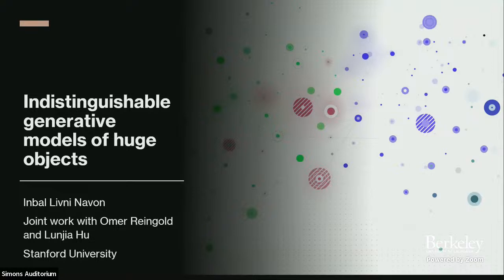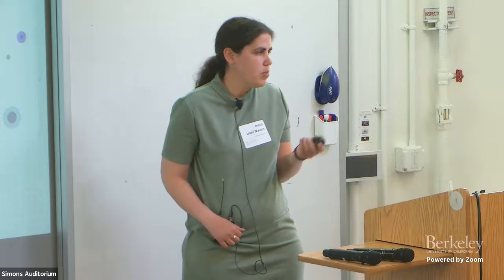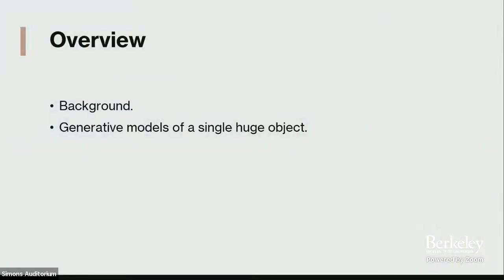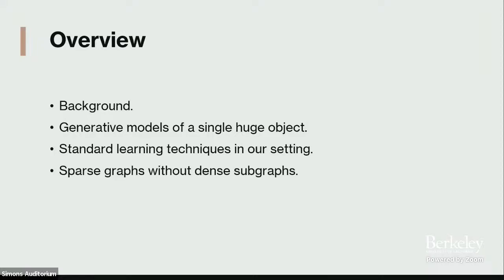So hello everyone. I'm going to talk about indistinguishable generative models of huge objects. This is joint work with Omer Reingold and Lunjia Hu, who are both here. I'm going to start by giving some background and motivation. Then I'm going to say what we mean by having a generative model from a single huge object. I'm going to show how existing learning techniques also work in this huge object setting. Then I'm going to talk about one example where existing techniques don't really work and we need to do more. And I'm going to finish by presenting some open directions.